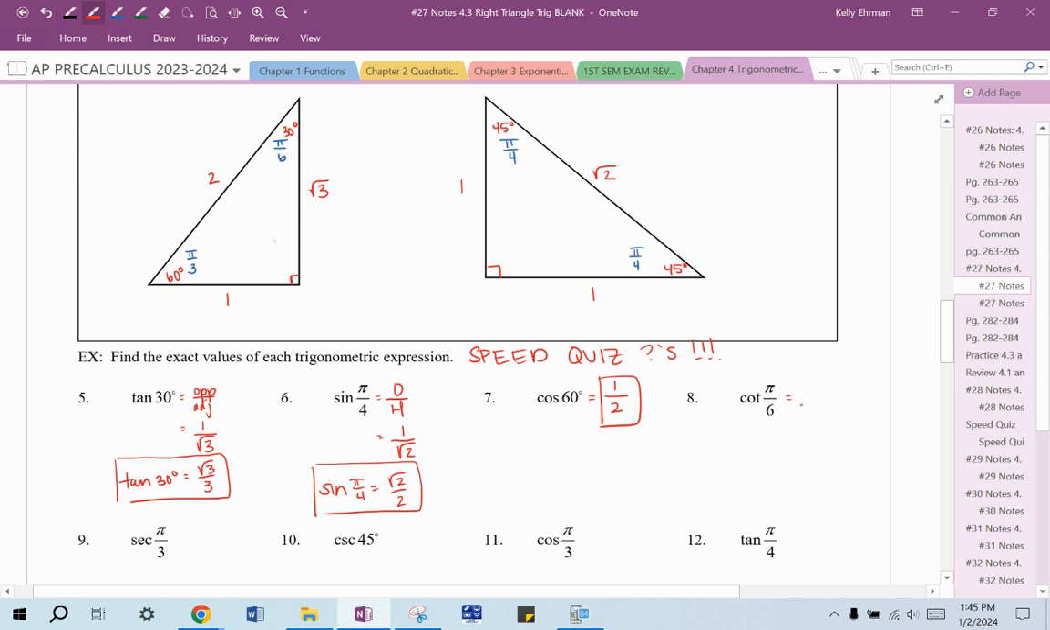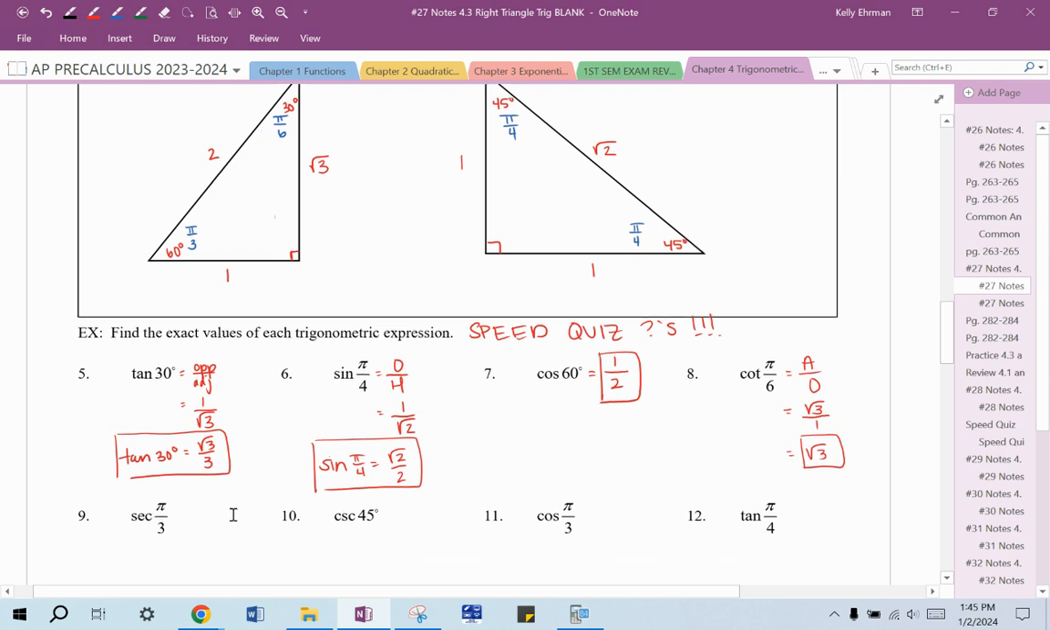Cotangent. For the reciprocals, sometimes I have to flip them around or I show myself what it is. So instead of TOA, it's adjacent over opposite. Find pi over 6, that's 30 degrees. Adjacent is radical 3. Opposite is 1, so radical 3. Cotangent of pi over 6 is radical 3.